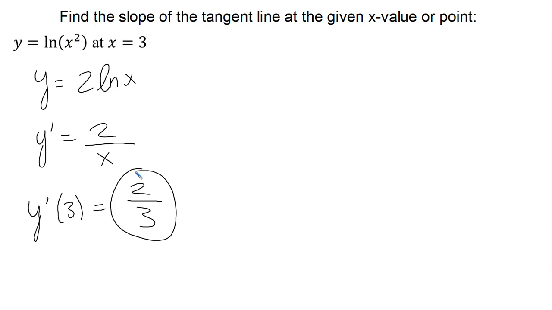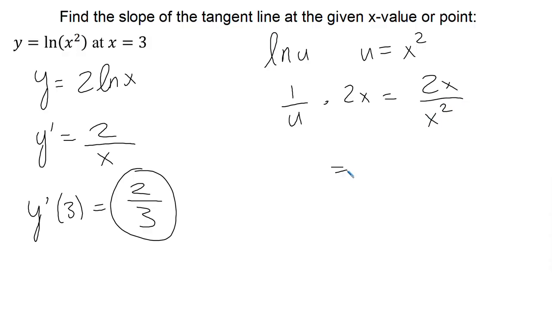So fairly straightforward there. If you use the chain rule, if you called this natural log of u, where u is equal to x squared, you'd see that you just get 1 over u times 2x, which would be 2x over x squared, which is still 2 over x. Just a couple extra little steps there to get the same derivative, and then you'd get 2/3 again when you plugged in a 3.